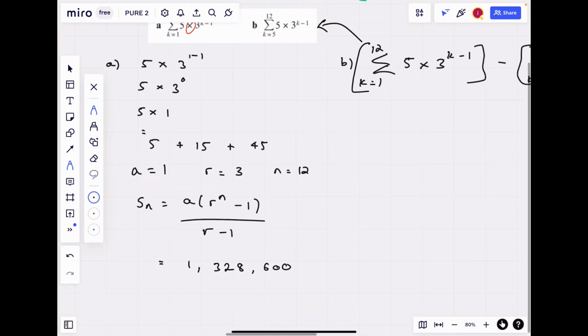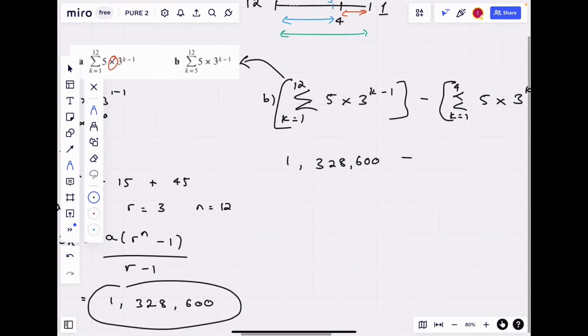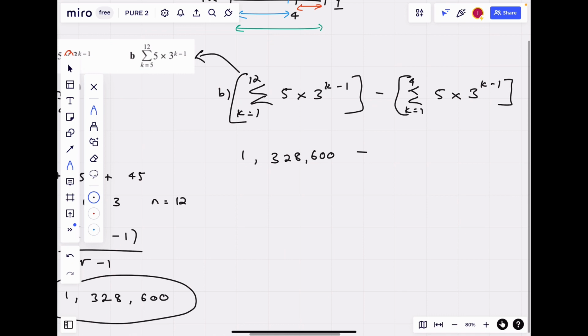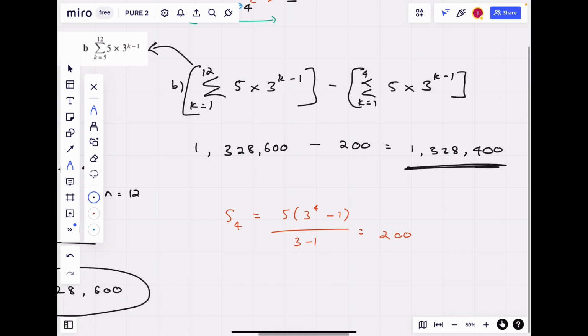Here, we worked out 1 to 12. And now take away 1 to 4. So can you calculate what the sum of will be from 1 to 4? So the calculation will be 5 times 3 to the power of 4 minus 1 over 3 minus 1, which gives you 200. So you minus 200, you get 1,328,400. That is the sum from 5 to 12. Okay, I hope that made sense.